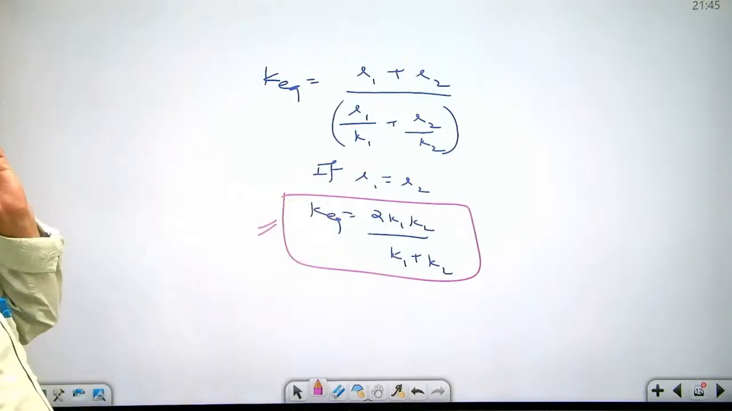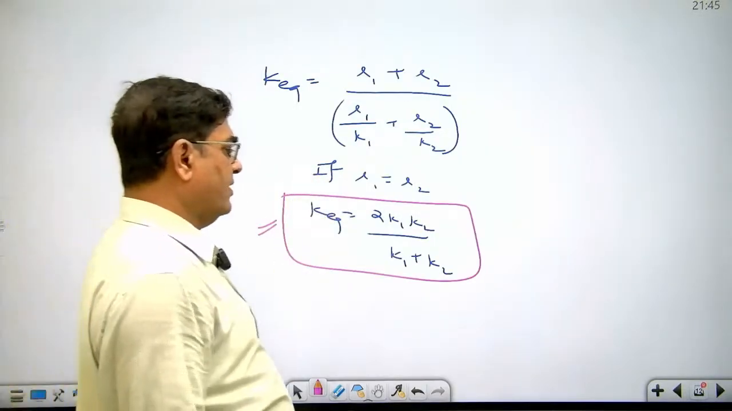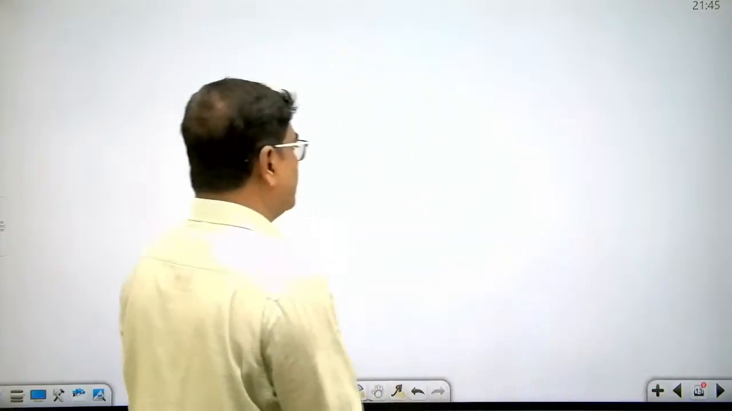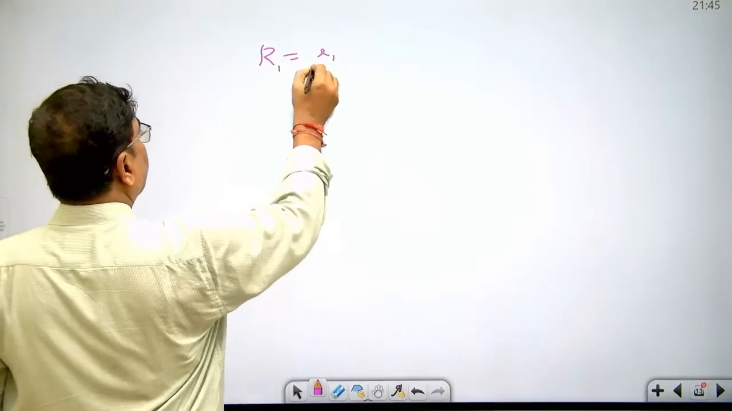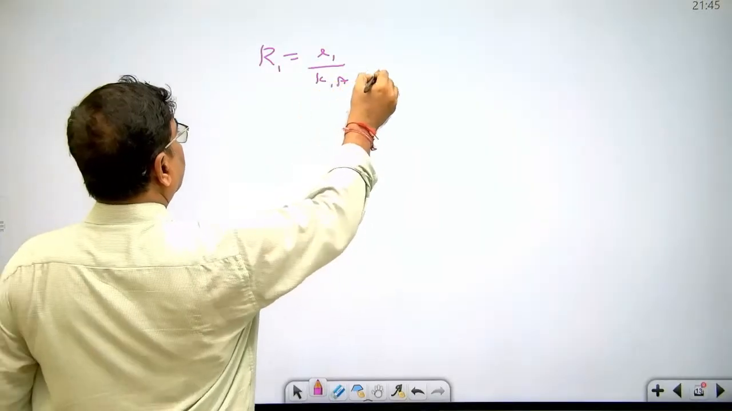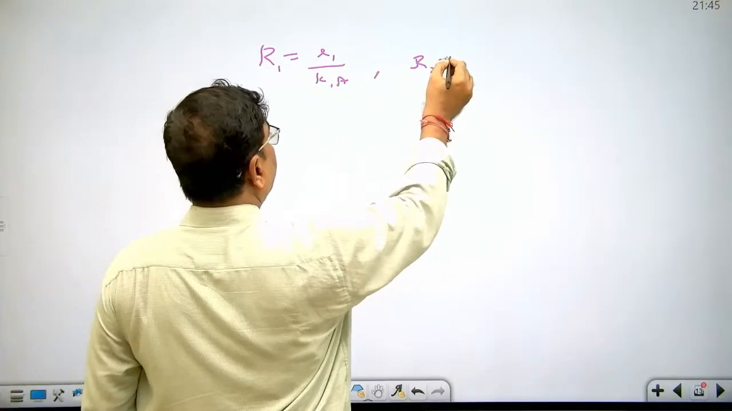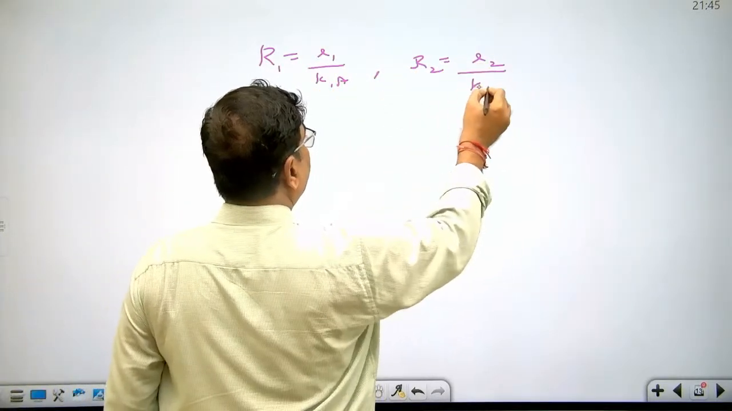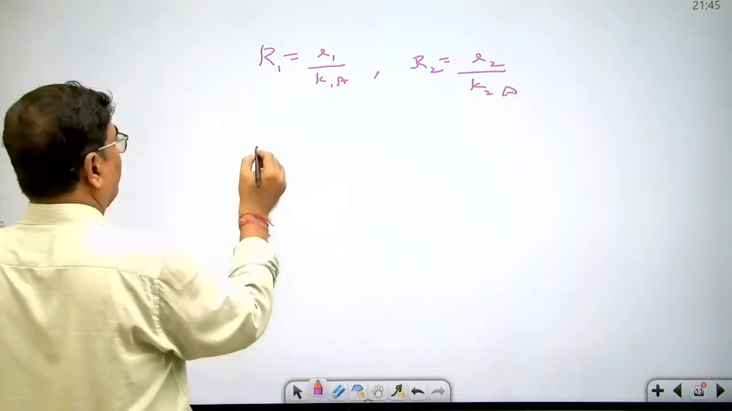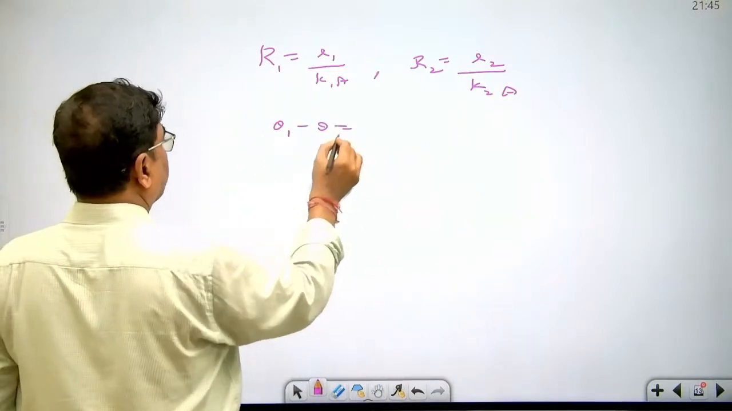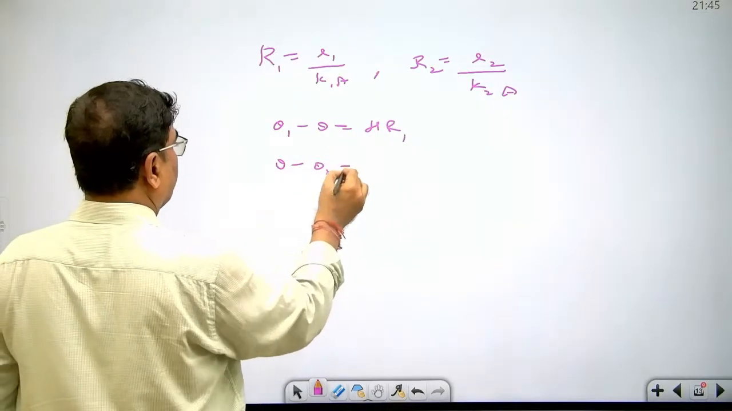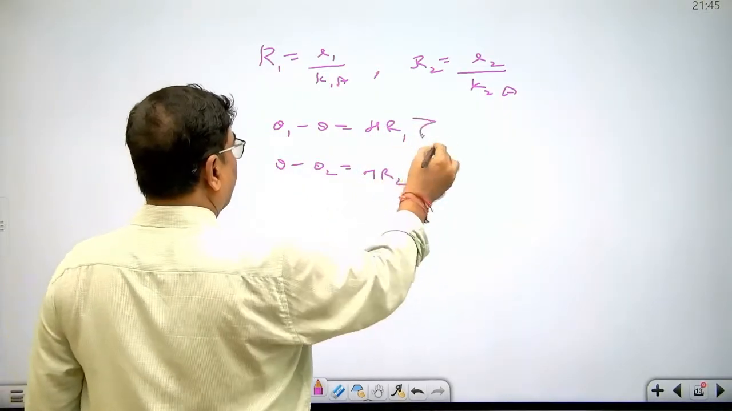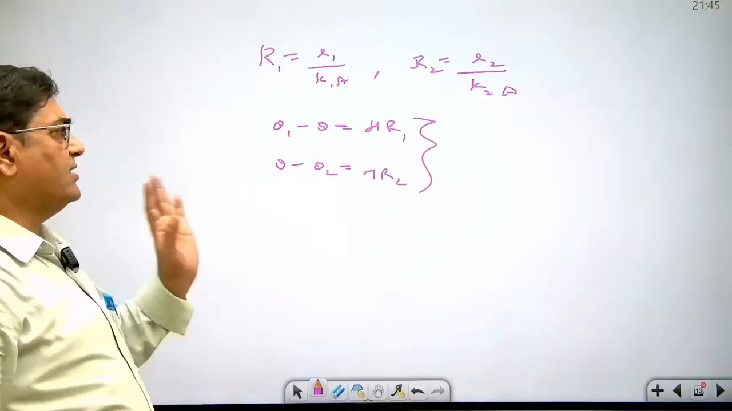Dear student, if you want to write the equation of thermal resistance, the thermal resistance of the first rod is L1 upon K1A. The thermal resistance of the second rod is L2 upon K2A. And theta 1 minus theta equals heat current into thermal resistance. Theta minus theta 2 equals heat current into thermal resistance. In that way, you can solve any question.